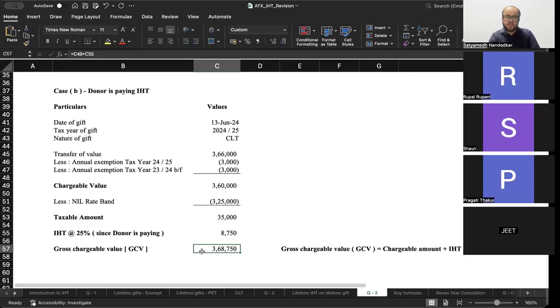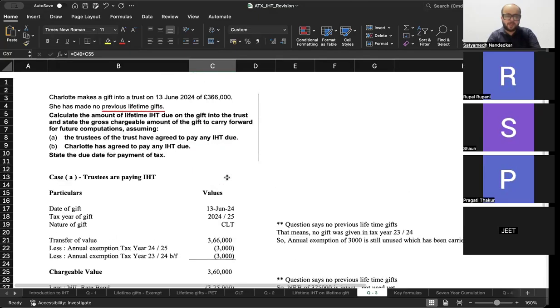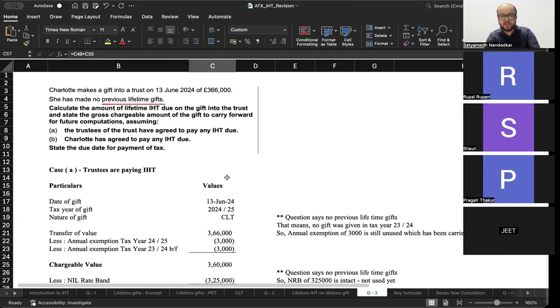And in this case, the GCV will be 3,60,000, which is chargeable amount plus IHT paid by the donor, which is 8750. So in this case, it depends upon who has paid the inheritance tax. If the donor has paid the inheritance tax, then the rate is 25%. If the trustees are going to pay the inheritance tax, the rate is 20%. This is how inheritance tax is calculated.